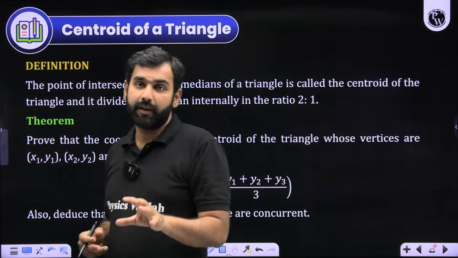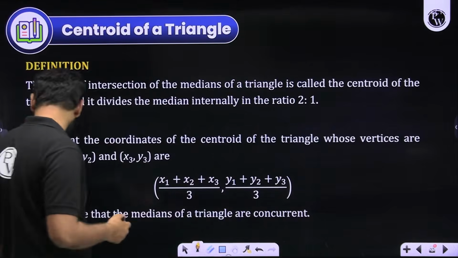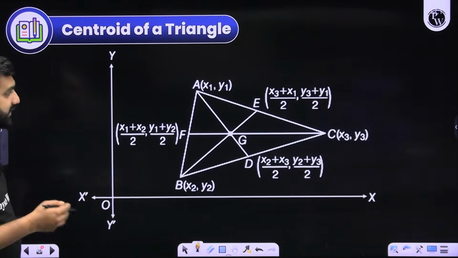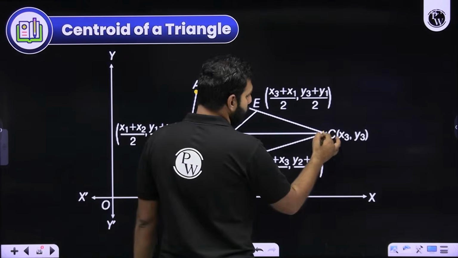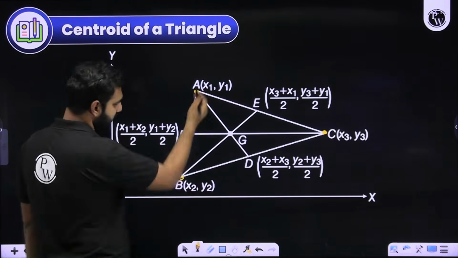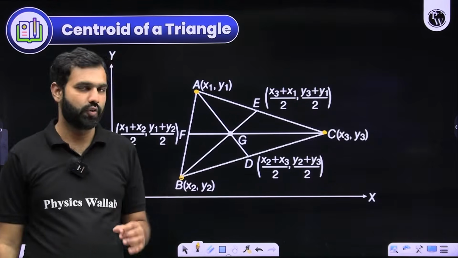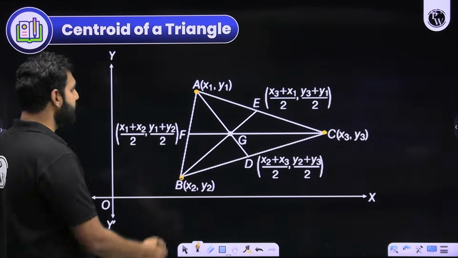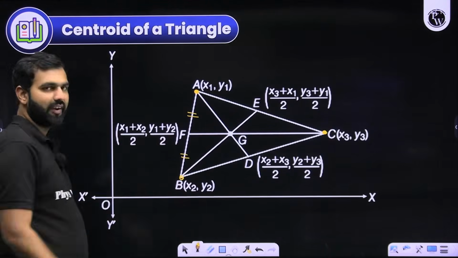There comes another part which is called the centroid of a triangle. So let's say there is a triangle given to us. This triangle has vertices x1, y1, x2, y2 and x3, y3, like this: A, B and C. Of course, the centroid is the point of intersection of all the medians. So if this is the median CF, this F will be the midpoint of AB, which you can find by this.